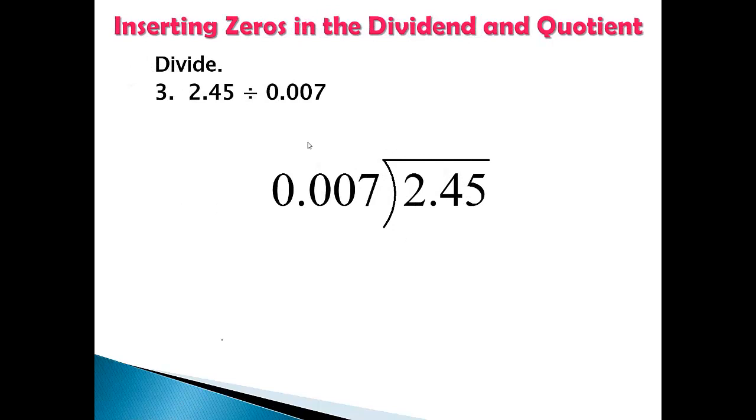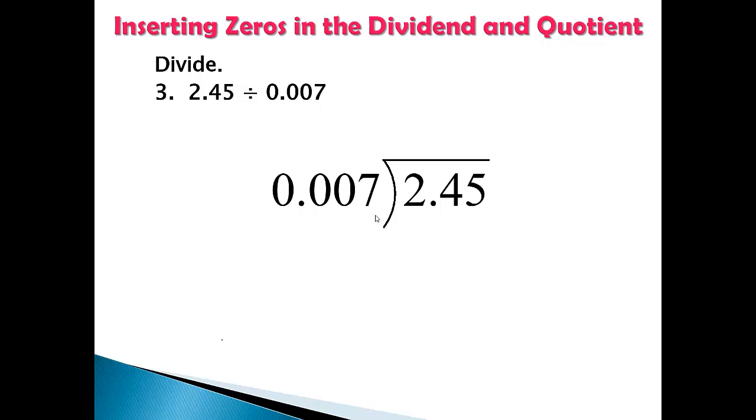For our third problem, we're going to insert zeros for the dividend and quotient. So we're going to divide. We have 2 and 45 hundredths divided by 7 thousandths. 2 and 45 hundredths is our dividend, so we'll put that underneath. 7 thousandths is our divisor. We put that on the outside.